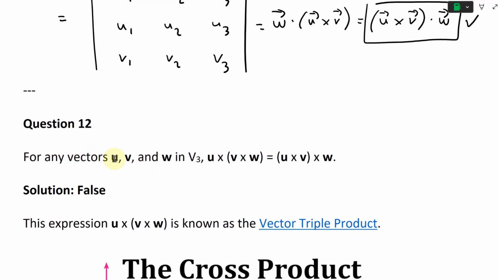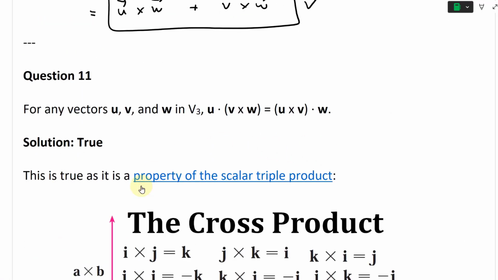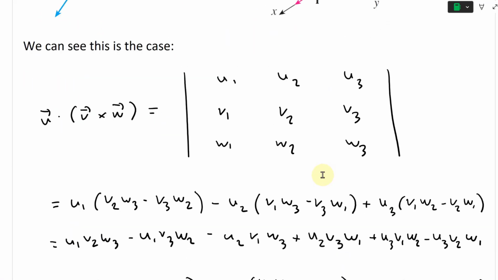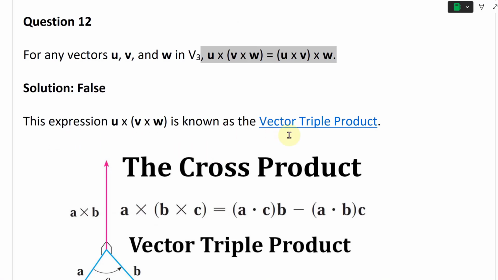All right, and now let's take a look at question 12. This one states, for any vectors u, v, and w in V3, or the set of all points in 3 dimensions, u cross bracket v cross w equals bracket u cross v and then cross w. So basically same thing as before, but now instead of having a dot product and the scalar triple product, now we just have another cross product. So in other words, we get a vector, and this vector is called the vector triple product.